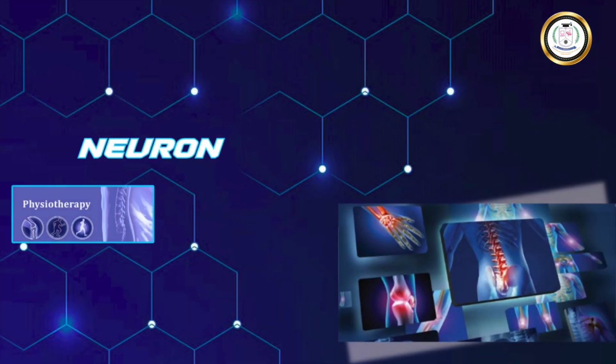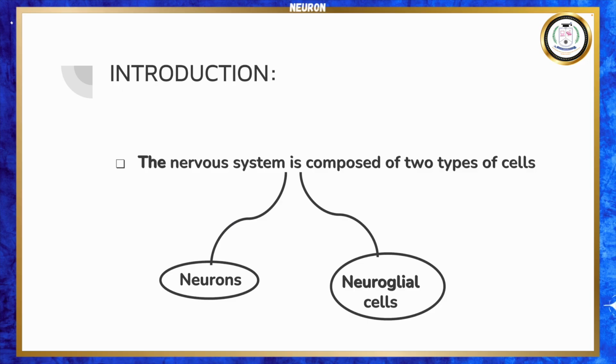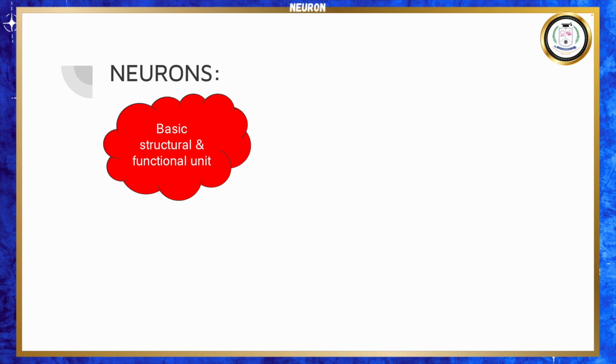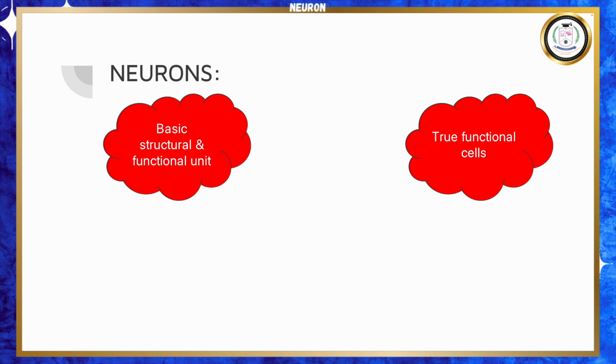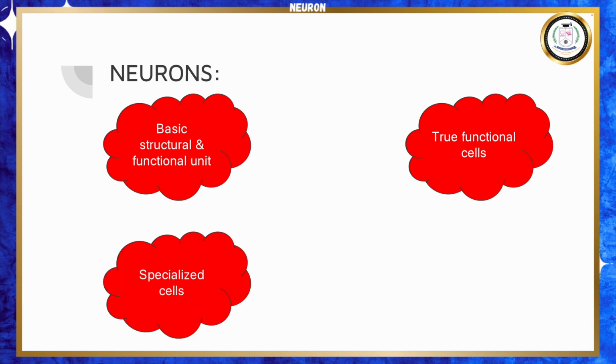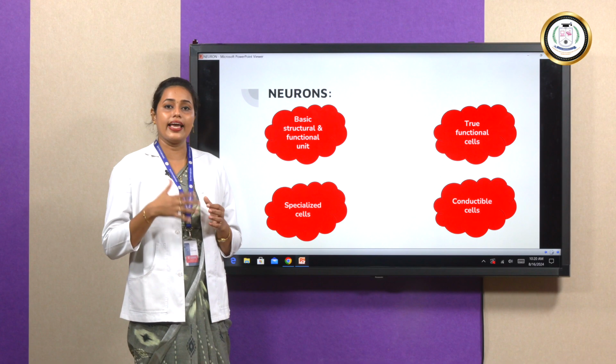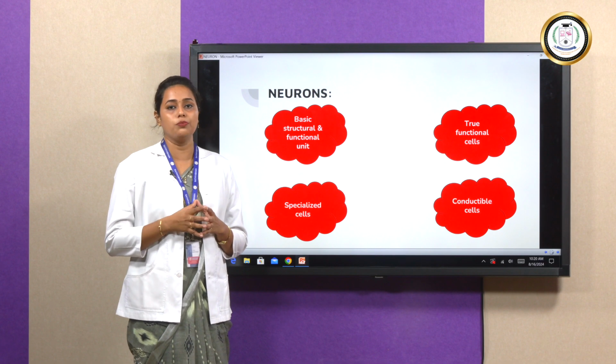In today's lecture, we'll be starting with the structure and function of the neuron. The nervous system is basically composed of two distinct cells. The first one is the neurons and the other one is the neuroglial cells. So first, we'll get started with the neuron. A neuron is the basic structural and functional unit of the nervous system. It is a true functional cell in the nervous system and it is a specialized cell working in the nervous system. These neurons are conductible cells, that is, they have the ability to transfer action potentials.